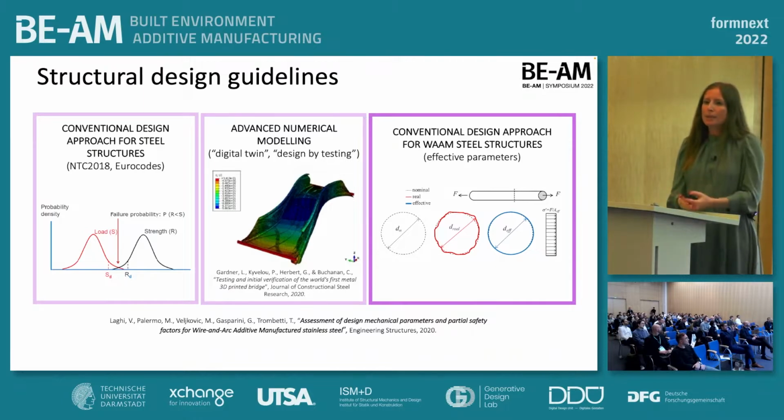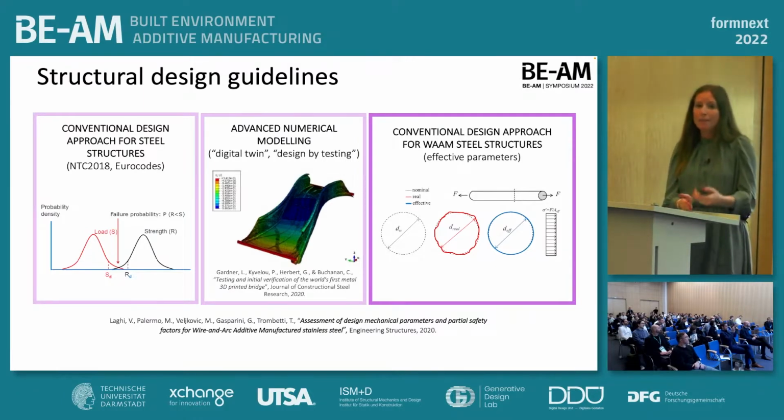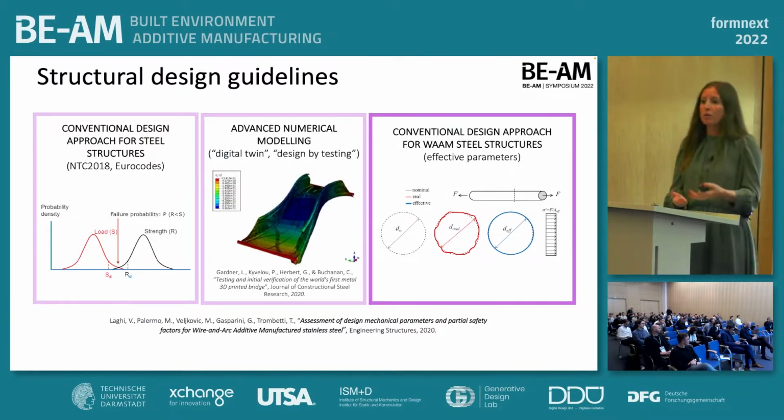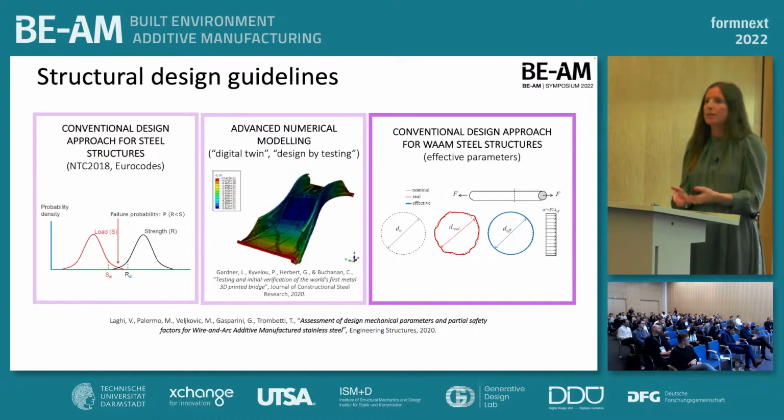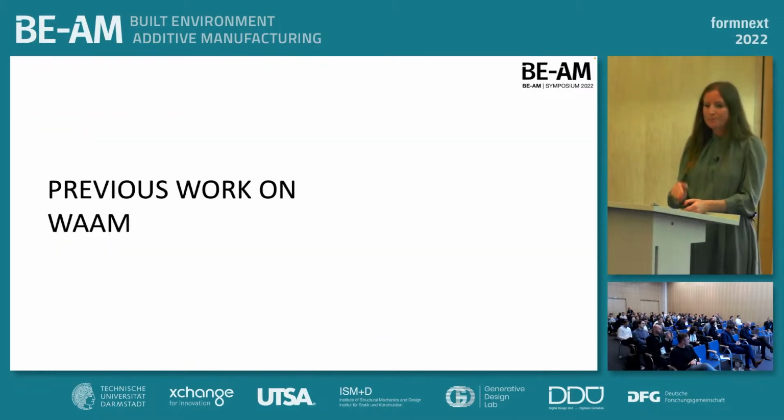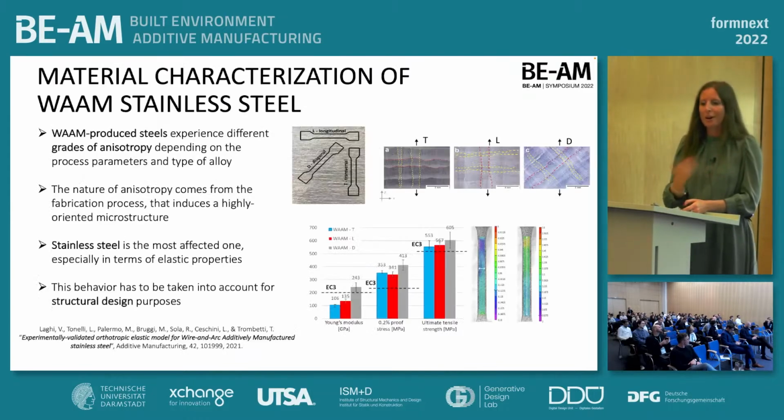So my idea was actually to adapt the conventional design approach to WAM. How to do so? Well, you first, of course, recalibrate the design values and the partial safety factors. You account for the anisotropy of the material once it's printed, and you also account for the geometrical irregularities. This is a little bit of an overview of my previous work on WAM.